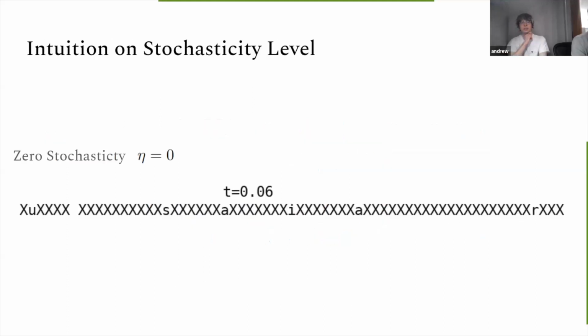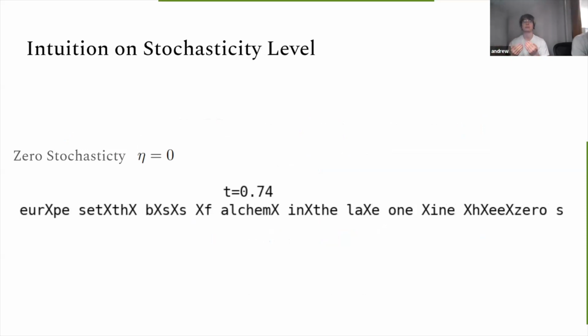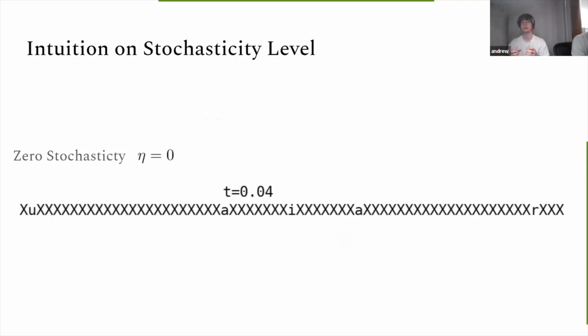So to give you some intuition on that stochasticity level parameter eta, if we have zero stochasticity, then the process is achieving those marginal distributions with as few transitions as possible, in certain cases. So in this unmasking case, when a token gets unmasked, it will just stay unmasked because that's the solution that achieves the fewest jumps. So it will just continually be unmasking tokens, and once they're unmasked, just leave them be in that state.